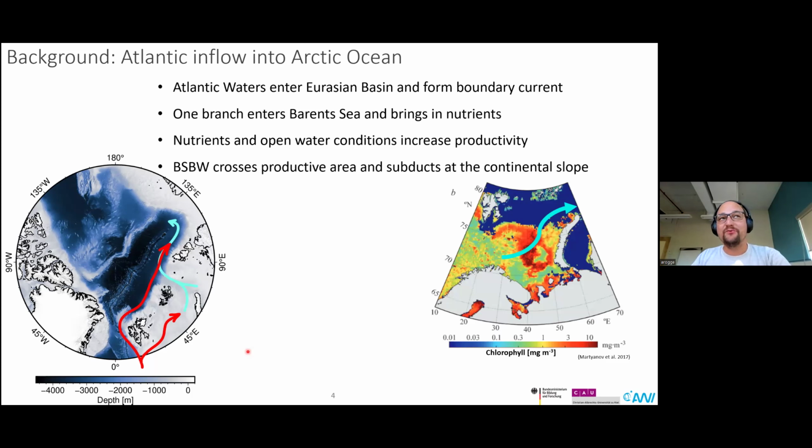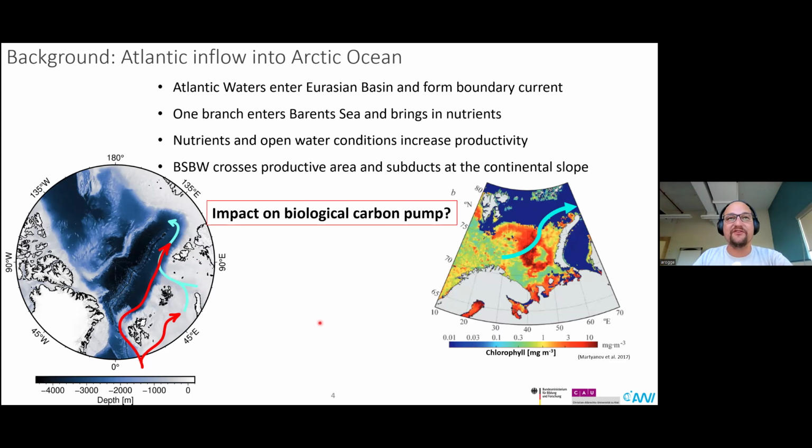And the Barents Sea bottom water, which is formed there, is crossing that productive area and then subducts at the continental slope. So it leaves the Barents Sea here in the St. Anna Trough, which is a depression, and then it propagates below the Atlantic core of the boundary current towards east. So the question for me was then, what is the impact of this interplay of dense water propagation and biological productivity on the biological carbon pump.